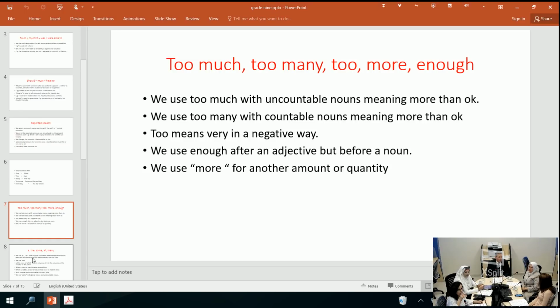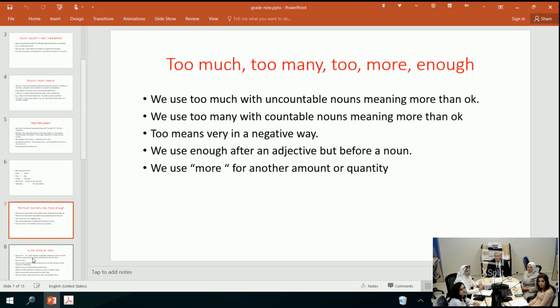Is it used with countable or uncountable nouns? With uncountable nouns. Too much with uncountable nouns. So the verb that follows is singular. We say there is too much mud. There is too much water. There is too much noise pollution. So too much is used with uncountable nouns, and a singular verb is accompanied.